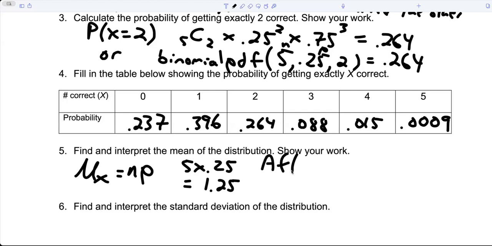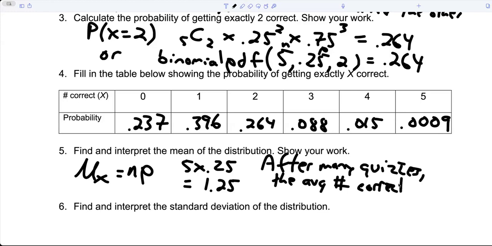So interpreting that, after mini quizzes, the average number correct out of 5 is 1.25 questions.